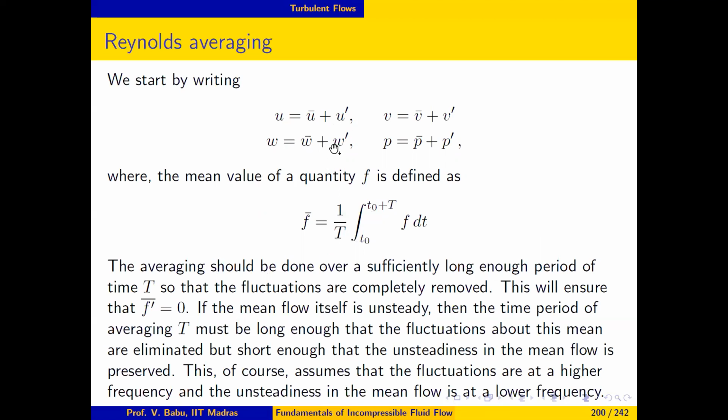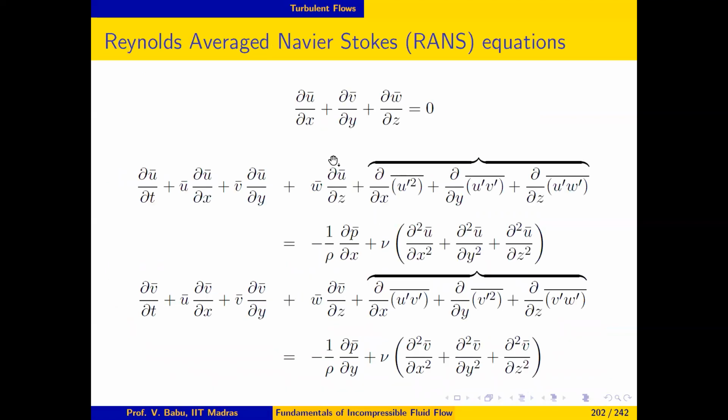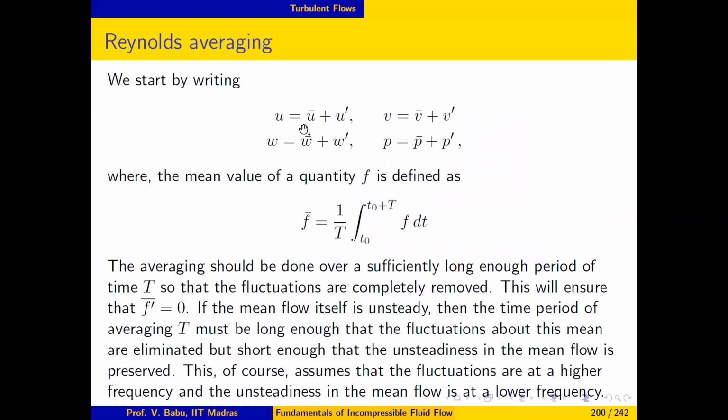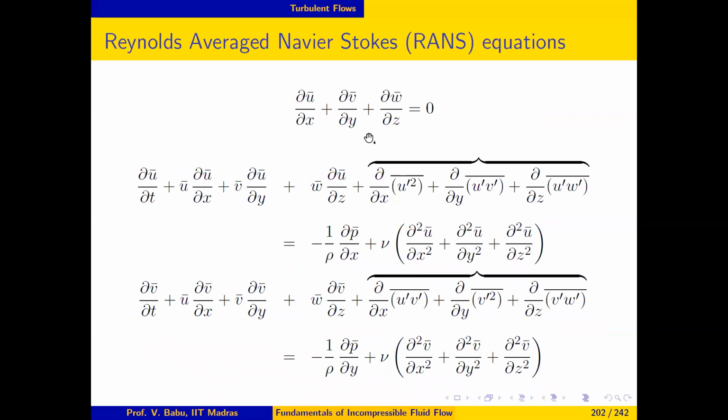And now what we will try to do is come up with equations that govern this mean component, so that we have an idea about the turbulent mean field, even if we do not have the turbulent flow field itself. Okay, so what we do is we take the incompressible Navier-Stokes equations, and we substitute these decompositions into each one of those equations, and then after a little bit of algebra, we can arrive at these equations.